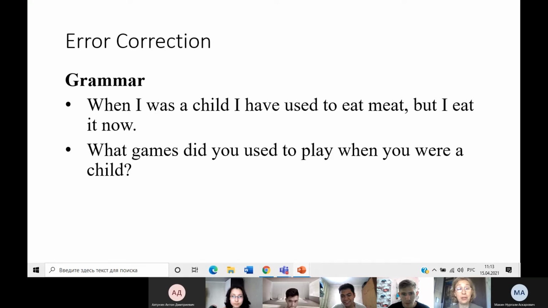But it's interesting. Maybe you've shared your paper with other students, because this is not the only paper where I've met this variant. The other students also wrote such a sentence. Okay, so Ilham, what is the correct version of this? When I was a child, I never used to eat meat, but I eat it now. I never used to eat meat. Yes, okay. And in the next sentence, we have the question, what games did you used to play when you were a child? What is wrong here?